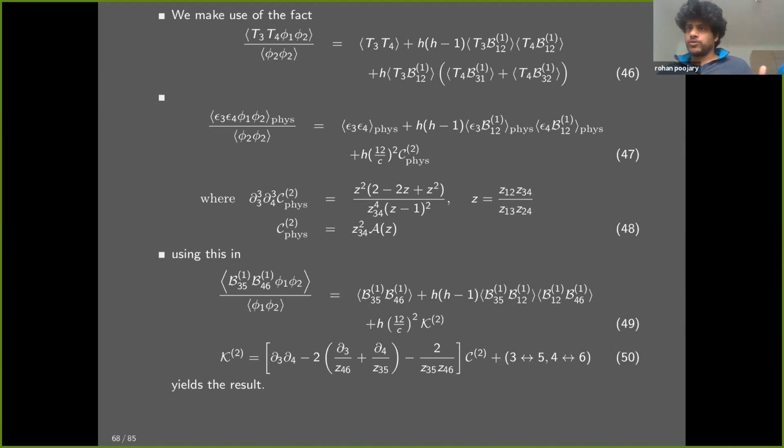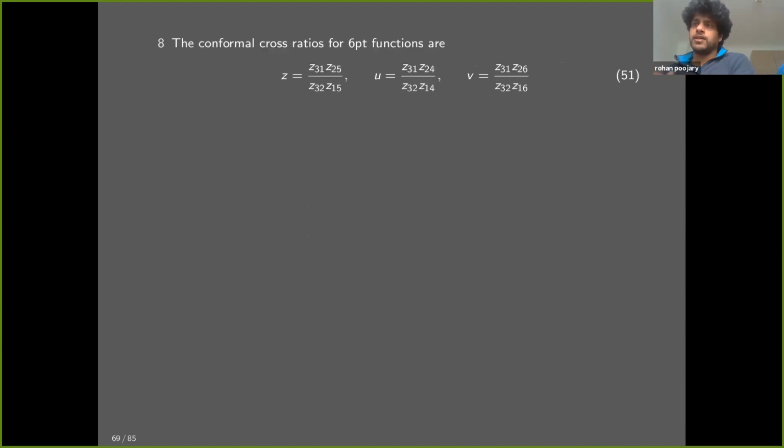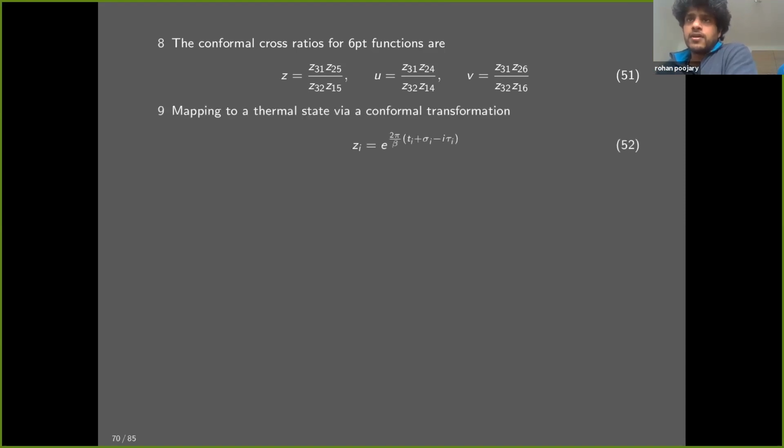We use this result to compute the out of time ordered correlation function. Since there are 6-point functions, there are 3 conformal cross ratios. You use them to map to a thermal cylinder, and you keep both Euclidean and Lorentzian times.